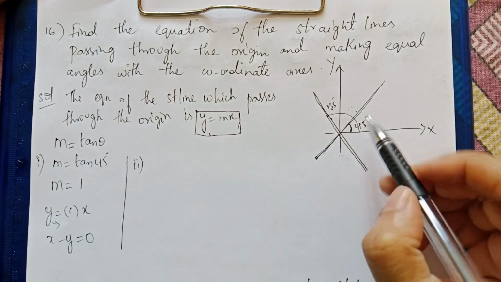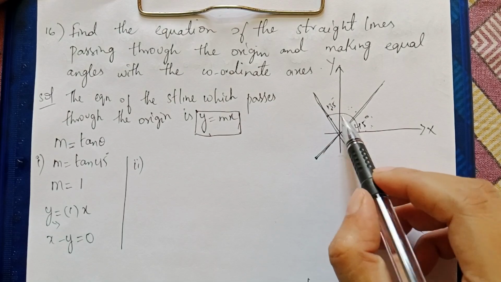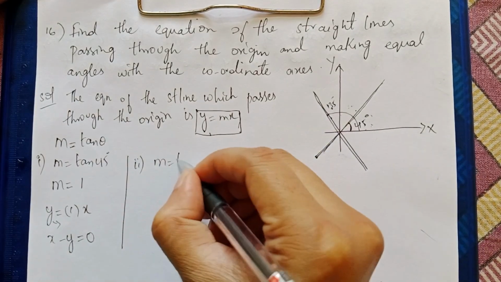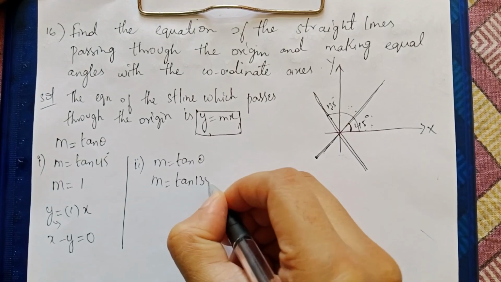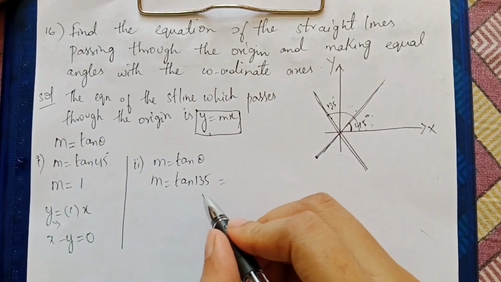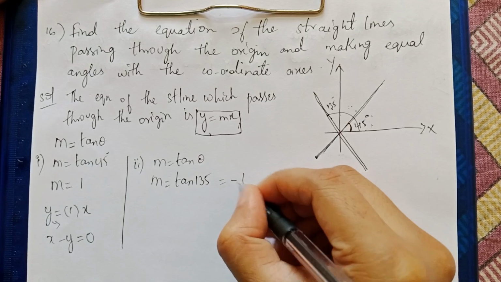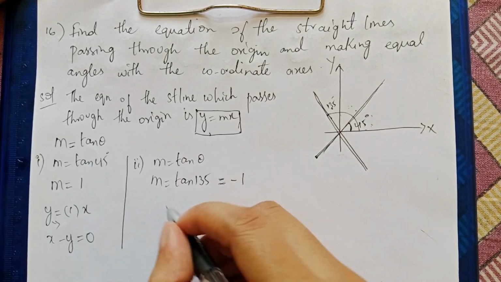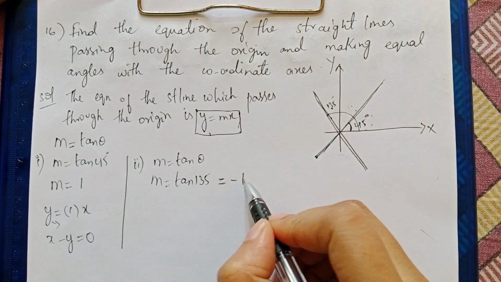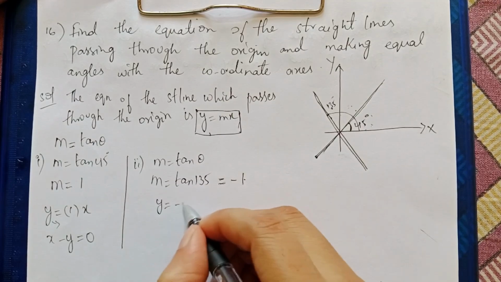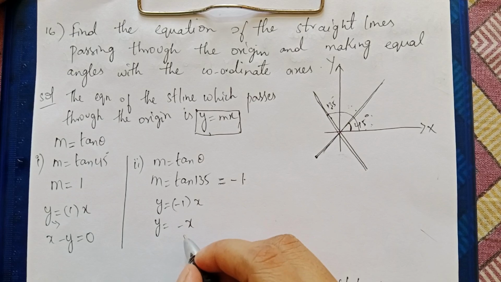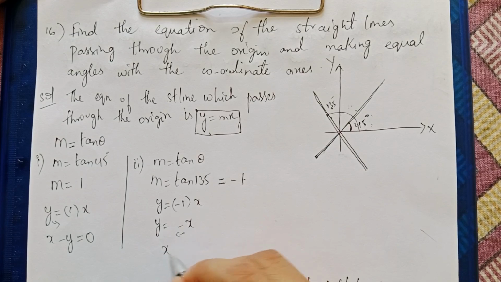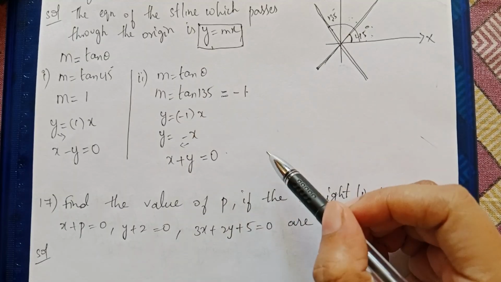For case 2, theta is equal to 135. So here m is again tan theta, which is equal to tan 135. The value of tan 135 degrees is minus 1. Okay, you need to remember this. Now substituting the value of m in the equation, y is equal to minus 1 into x, so y is equal to minus x. Transposing x to that side, it is x plus y equals 0. So we are done with this question.